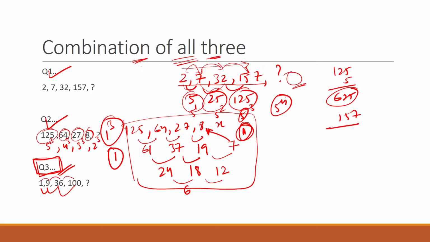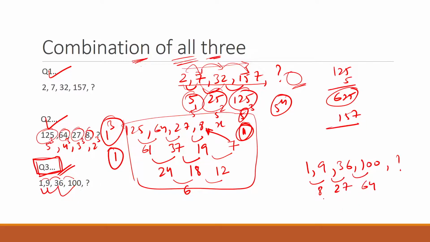If you start doing the differences between the consecutive terms, the terms are 1, 9, 36, and 100. That is the question here. And the difference is 8 here. Then the difference is 27 here. The difference is 64 here.